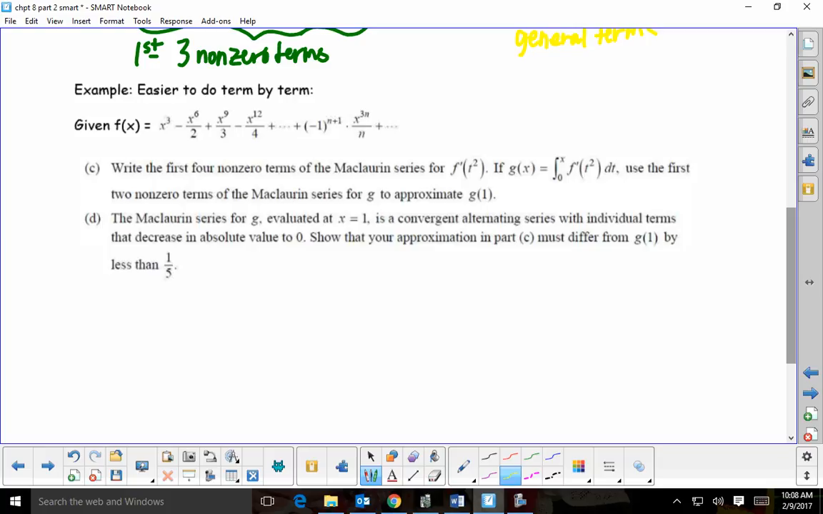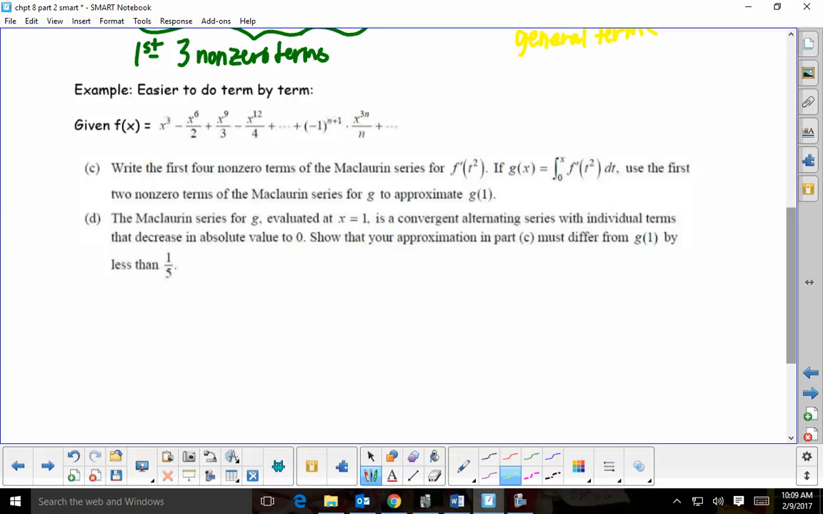First it says, write the first four non-zero terms of the Maclaurin. So automatically I know I'm thinking C is 0. Do I see that C is 0? Okay, that corresponded. Just my little thought. Okay, so then let's go back. Write the first four non-zero terms for f prime of t squared.